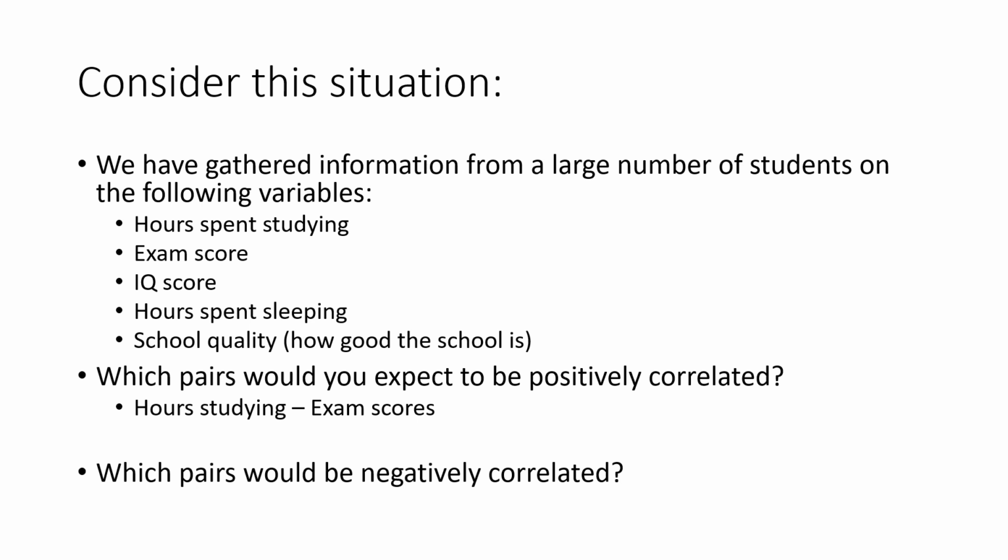So what pairs would you expect to be positively correlated? For example, I might expect that as hours studying increases, exam scores would also increase, and vice versa. I'd expect a positive correlation. I don't know if you see any that you think might be positively correlated, and then consider which pairs might be negatively correlated. As one increases, the other might decrease. So give that some thought, and let's look at a study that used these actual variables.